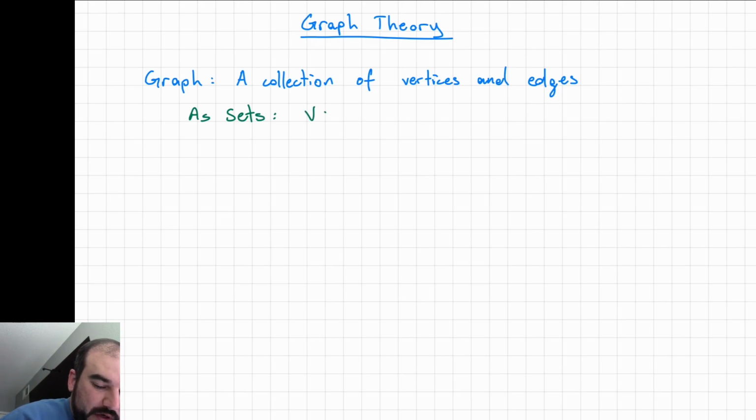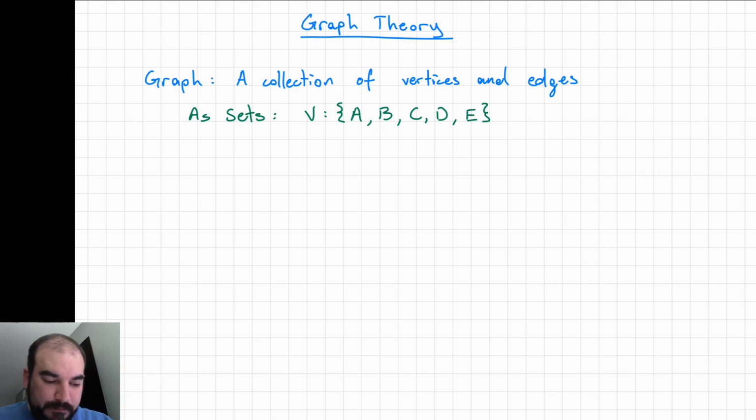We'll call the set of vertices V, and this set will have letters for the vertices of the graph. So A, B, C, D, and E. This is just an example of a graph. Obviously, if you have more vertices, then you have more elements in your set. If you have less, you have less. And then we'll write the set of edges, which will be written as ordered pairs of these vertices.